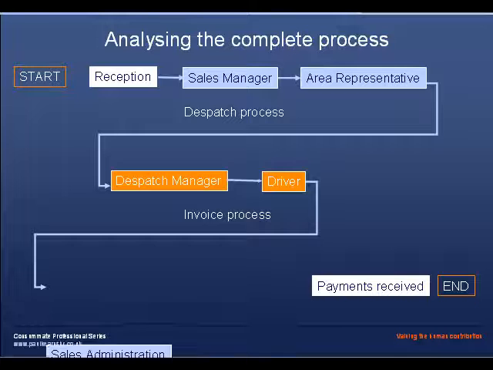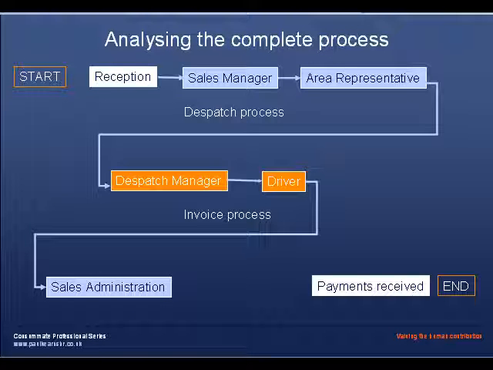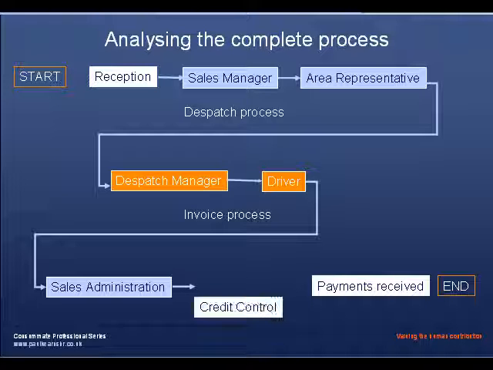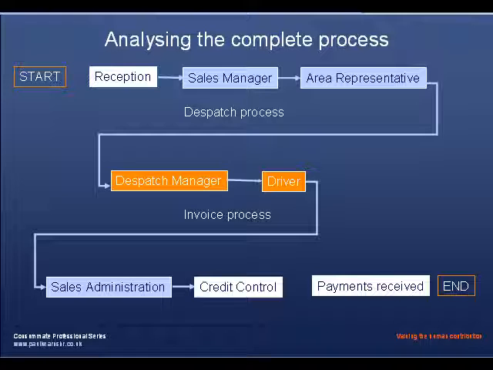This then produces some more paperwork for sales administration. The driver gets a signature from the customer to say it's been delivered, and this goes through to sales administration, who can now process the invoice for the goods. And hoping that the customer is going to pay on time, they copy it through to credit control to make sure that they do. And if all works well, the payment is received at the end.